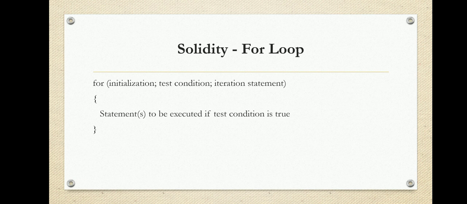And Solidity also supports the for loop. Here is the syntax of the for loop. Within the for loop, we need to initialize the variable. After that, we need to test the condition. If the condition is true, a statement will be executed. Based on that, the iteration will be updated. That is the iteration statement. So this is the Solidity for loop.